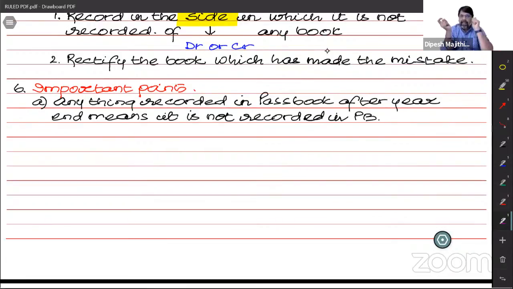Any check which I deposited in the current year but recorded in the passbook next year, that means in current year it is not recorded. Because till the end of the year, was it recorded in the passbook? No. Similarly, check issued but presented to bank next year. In current year it is not presented, not paid. The period for which I am preparing BRS, is it presented during that period? No. Am I clear? So BRS is prepared as on a particular date. If anything is recorded before that particular date, fair enough. Anything recorded after that particular date means it is not recorded.